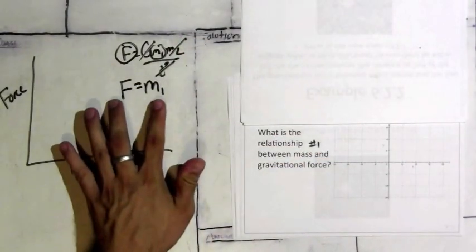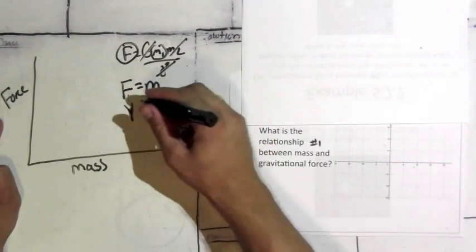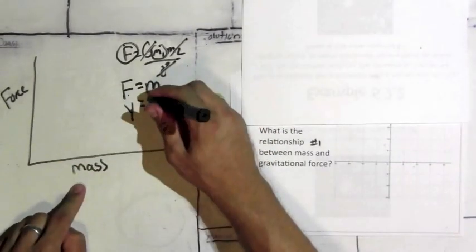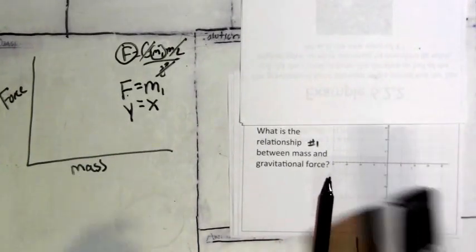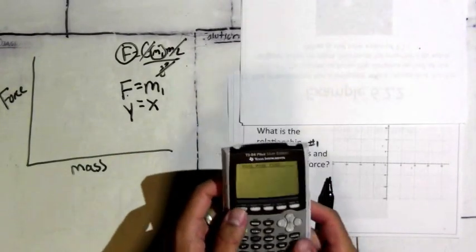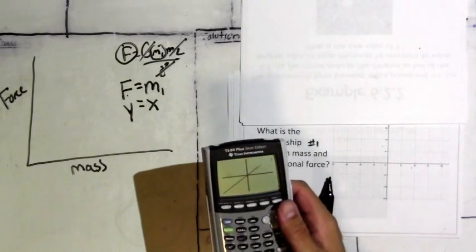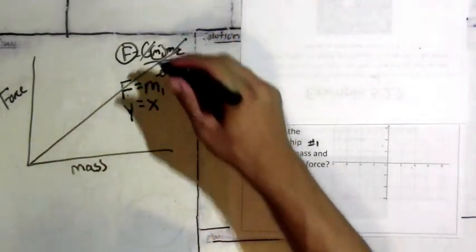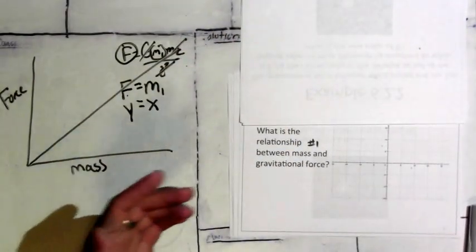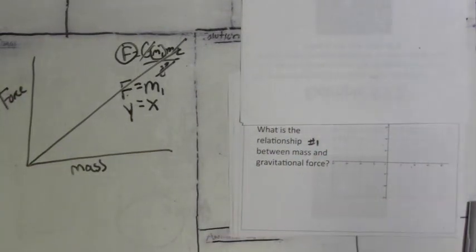You should be able to recognize this relationship right away, but if you can't, remember F is on the y-axis, m is on the x-axis. Once you get it to this, you should recognize that, but if you don't, you generally have a graphing calculator. So you can say y equals x, and you can graph it. As a result, you see the graph that's there, and it's a straight line up. So the relationship between mass 1 and force is a linear relationship.